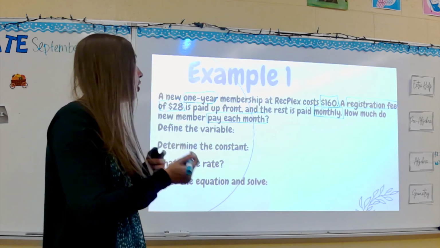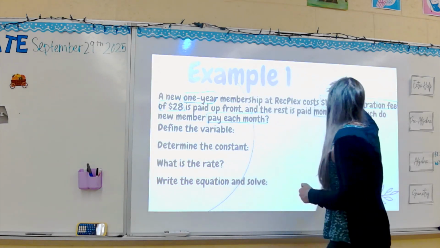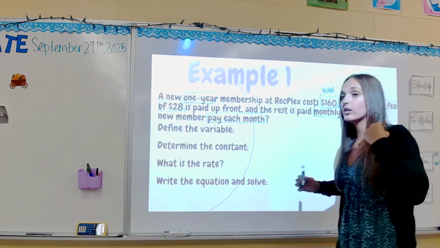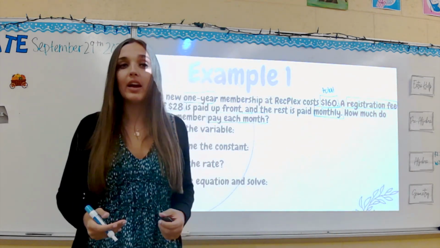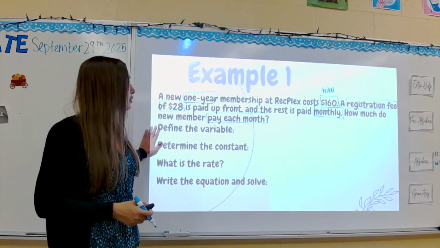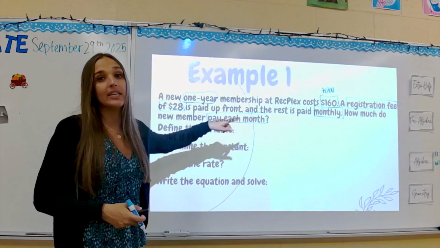So the total, the cost that they're giving you, is $160. They're telling you you have to pay $160. So I'm not going to use the $160 for any of the other portions of this. So I want to define the variable. What am I trying to find? I want to know how much it costs each month.